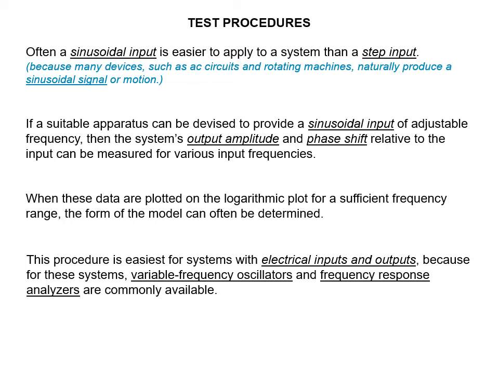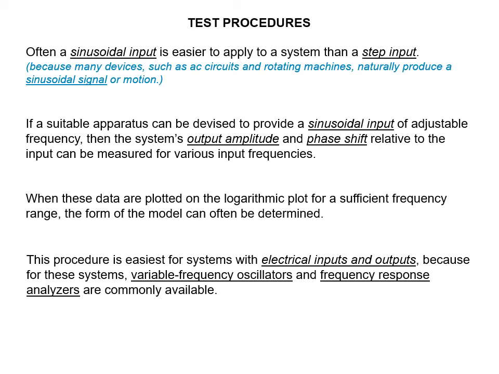If we have one of these apparatuses and it can be devised to provide a sinusoidal input of adjustable frequency, then the system's output amplitude and its phase shift, which are two important things we're going to want to find, relative to the input, can be measured for various input frequencies. So we can change our input frequencies, collect the data and see, okay, based on this frequency input, I'm seeing this type of output and this type of phase shift. This is where we'll go back to our logarithmic plots, and we can plot the data for a sufficient frequency range. The form of the model can then be determined from that logarithmic plot.